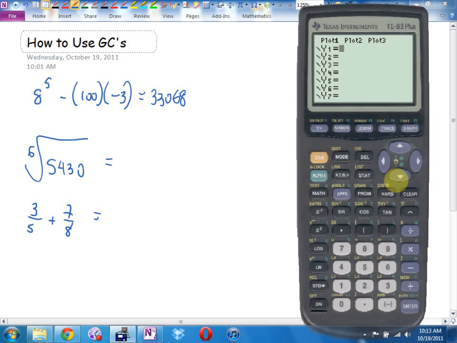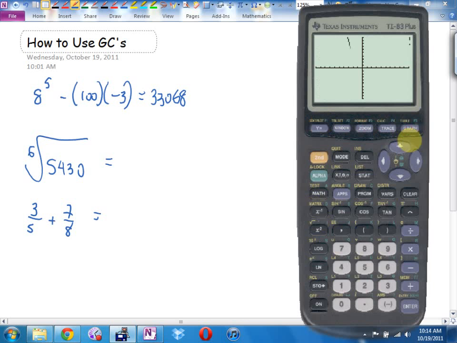Okay, y equals, where's the x button? Look up, right next to the alpha, right there, x. Squared. Boom. Right here, x, and then squared. To graph it, hit graph.